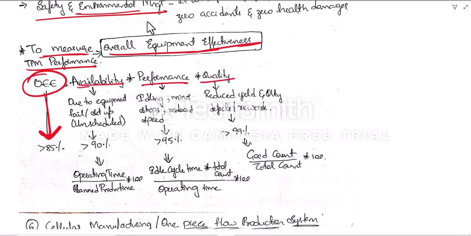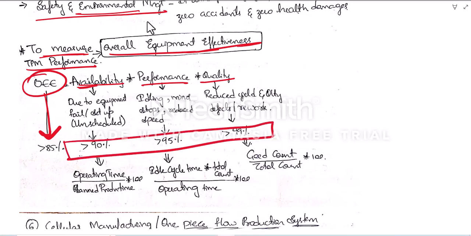So what is meant by availability? Each one has its own criteria for how much it should be. Availability should be more than 90%, meaning a machine should be available to us more than 90% of the time. What does it mean? If we are working 9 hours in a day, and in that 1 hour is planned break: half an hour for lunch, 15 minutes for morning break, 15 minutes for evening break. So a total of 1 hour is gone.